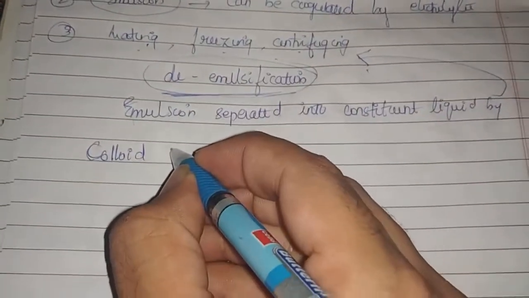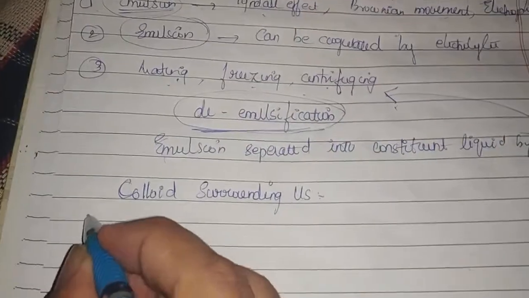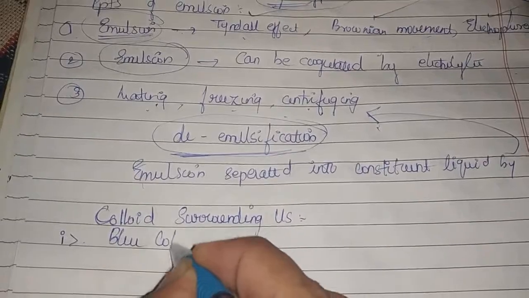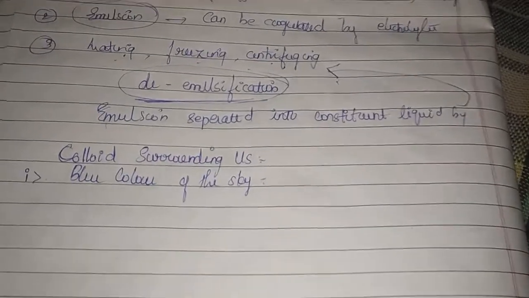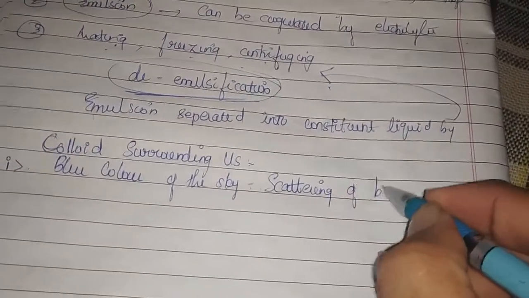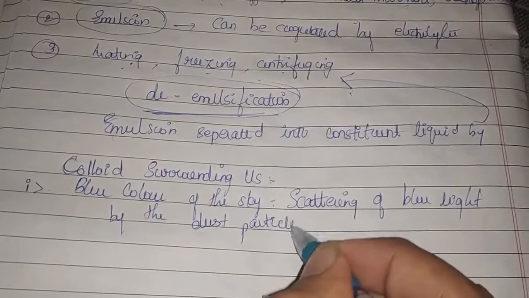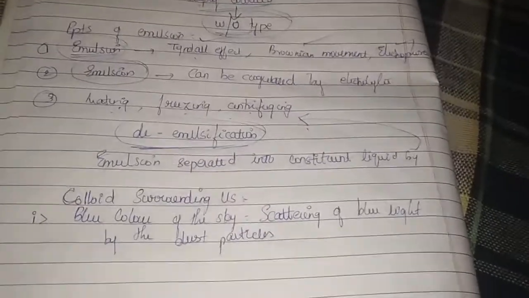Whether in day-to-day life, we are seeing certain colloidal particles in and around us. Remember, the first important concept of colloids which nature has gifted us is the blue color of the sky. Basically, it is mainly because of the scattering of blue light by the dust particles present in the atmosphere, also along with the water suspended in air. We observe the color of the sky to be blue.